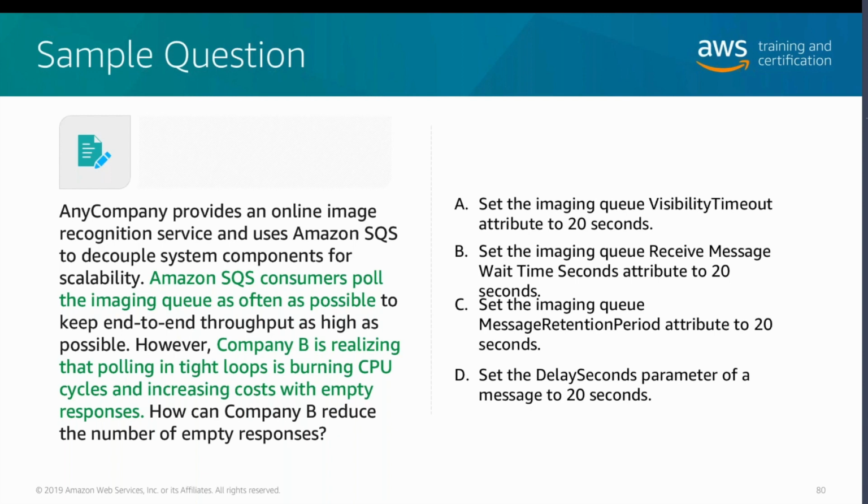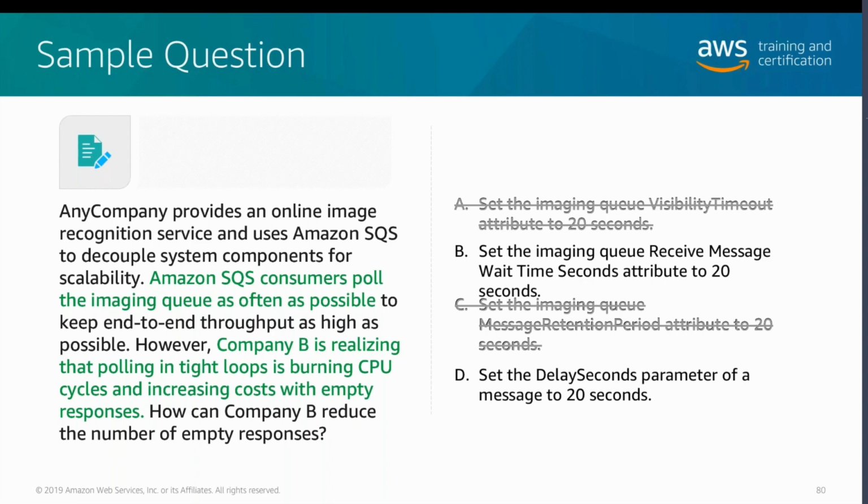Answer A says set the imaging queue visibility timeout attribute to 20 seconds. That's really not going to do anything for us. All that's going to do is make the lock time, the time I have to process the message, 20 seconds. That's not going to control the polling cycle at all. Okay. Set the image queue receive message wait time seconds to 20 seconds. That's interesting. Let's keep that one in our back pocket. The message retention period, 20 seconds. No, that's just going to say how long the message can remain in the queue.